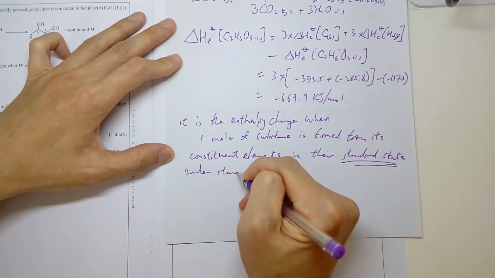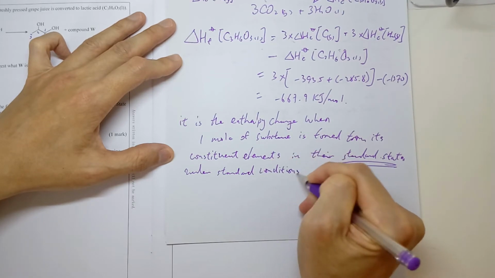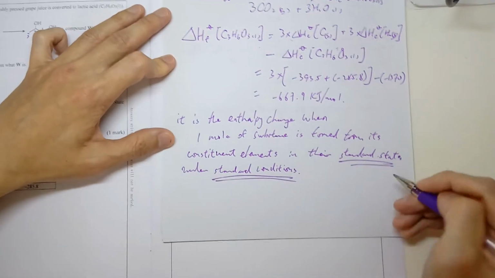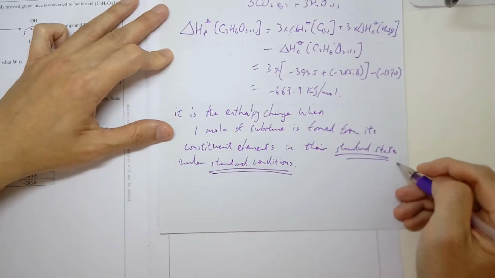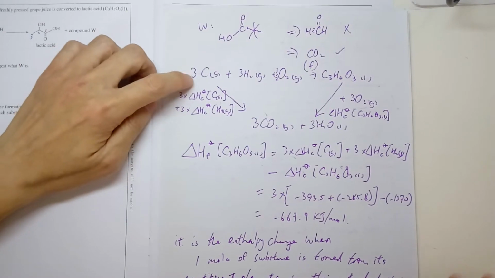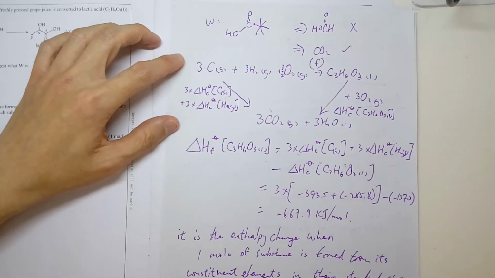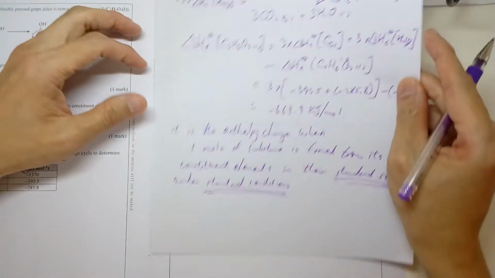Under standard conditions, the elements from their standard states. What is meant by standard state? For example, in our idea, carbon should be started from graphite but not diamond, because diamond is not the standard state.